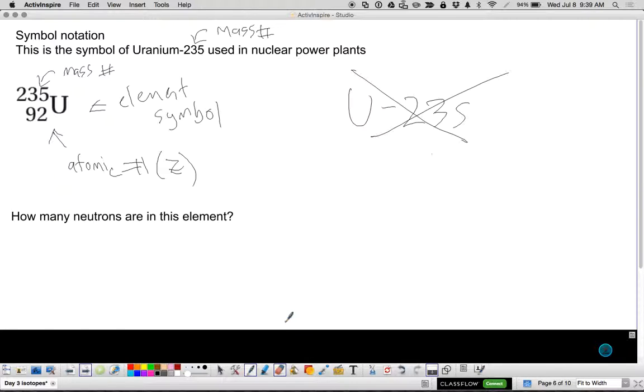So now, how about a challenge question? How many neutrons are in this element? Well, we have the mass number. Pause. See if you can figure this out. And then check. Okay? We have the mass number, which is the number of protons plus the number of neutrons. And we have the atomic number, which is the number of protons. So we can just subtract those two. 235 minus 92 equals 143. And that's how many neutrons I have.